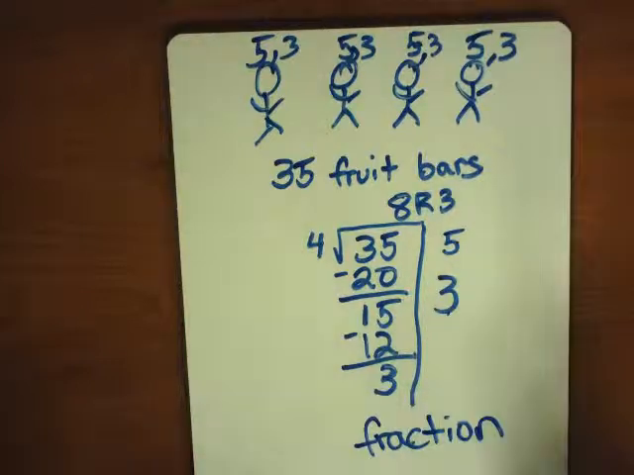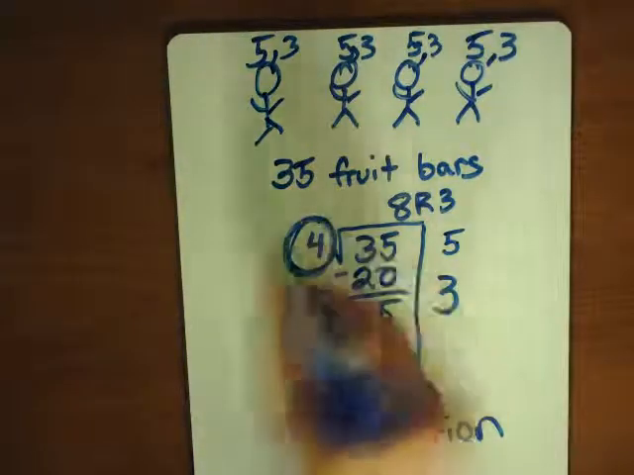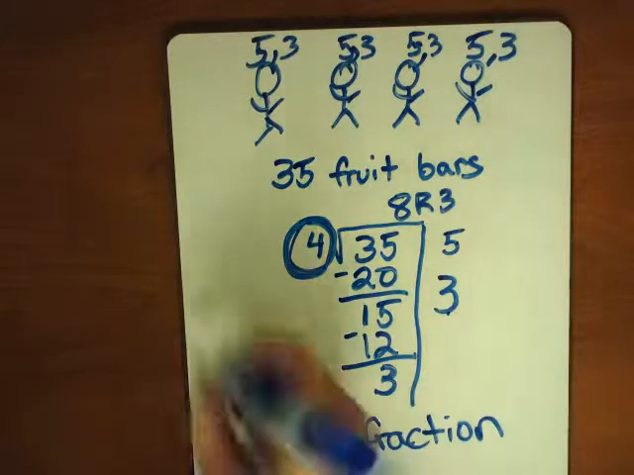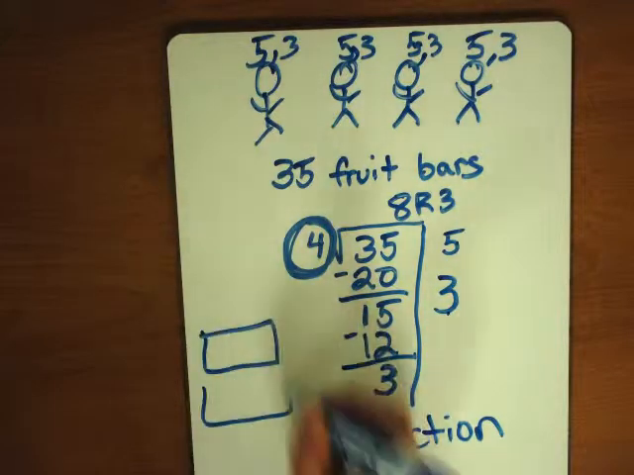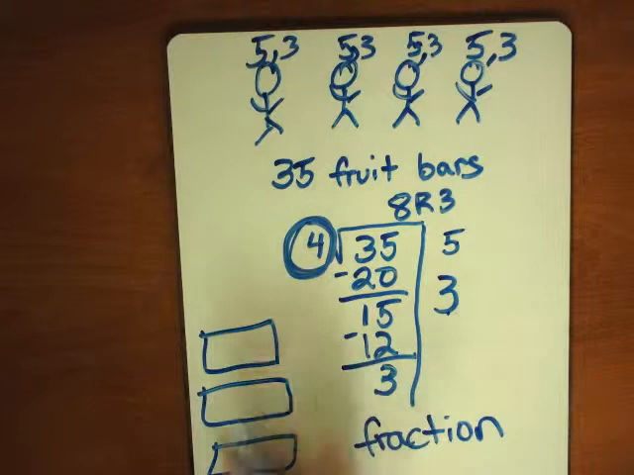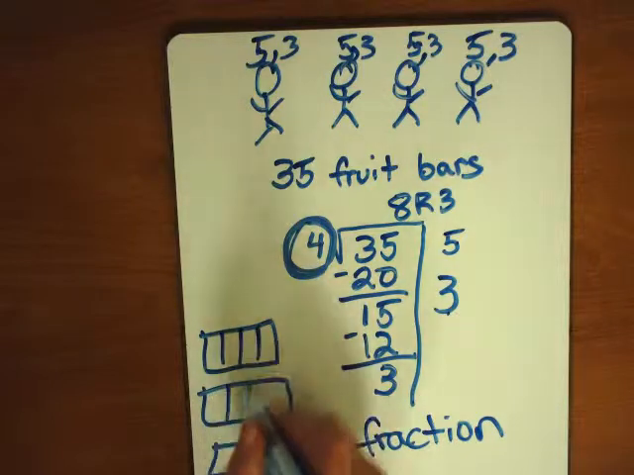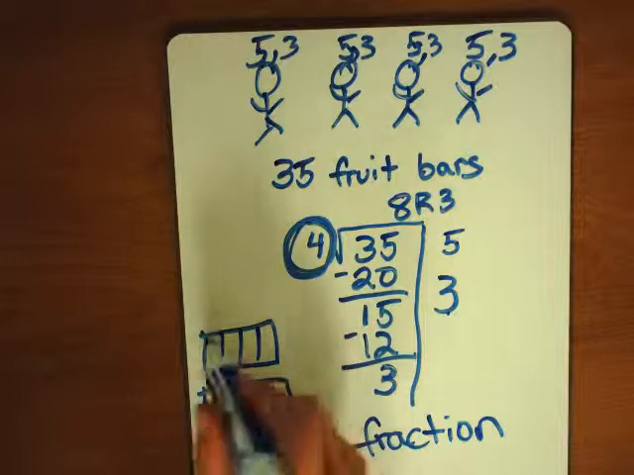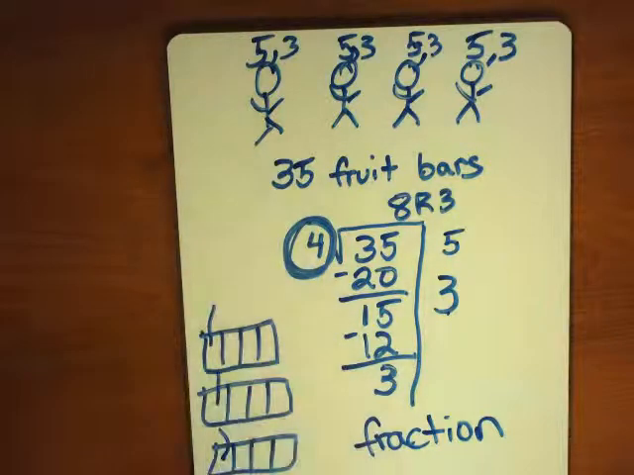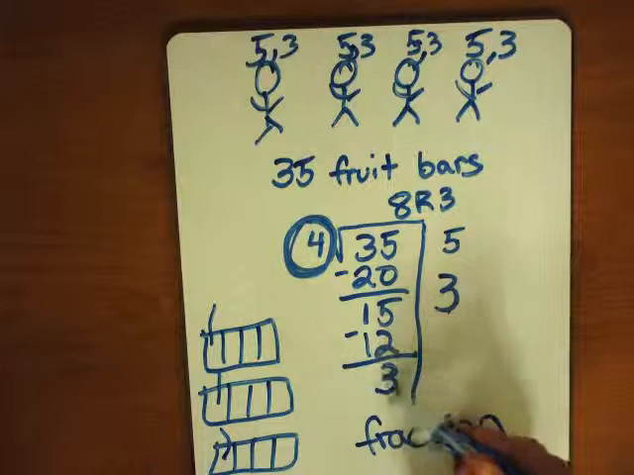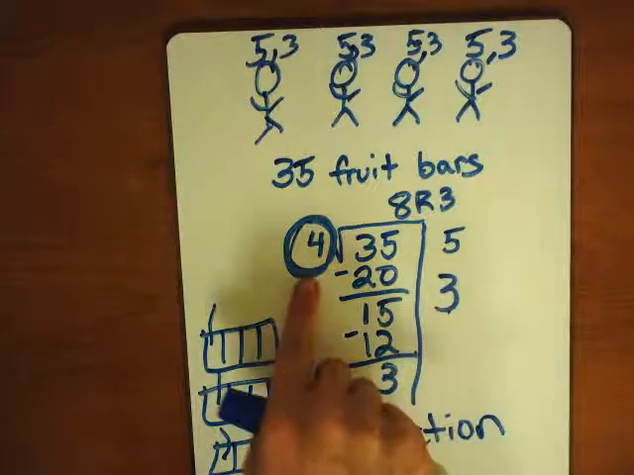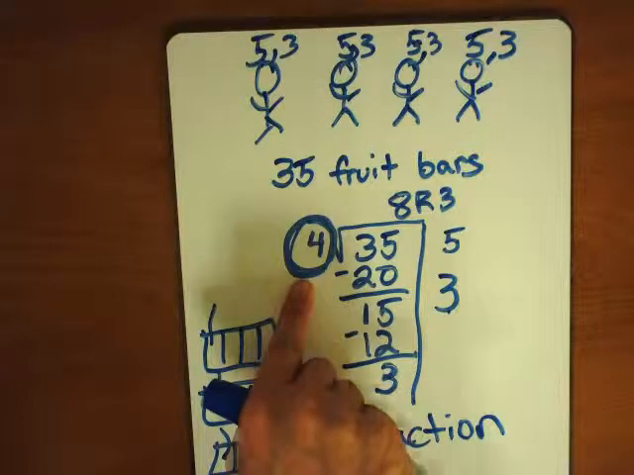So how many boys did I have? 4. I have 3 of my bars left. So I've got 1, 2, 3 bars, and I'm going to break them up into fourths, where each boy gets 1, 2, 3. Okay? So another way to think about that is our remainder here will be the numerator of our fraction, and the number of people that it's breaking up to will be the denominator.